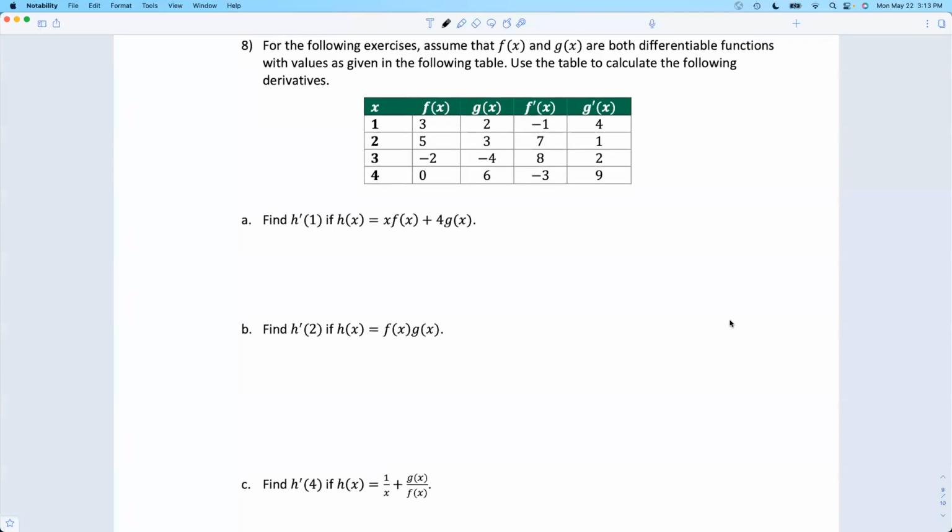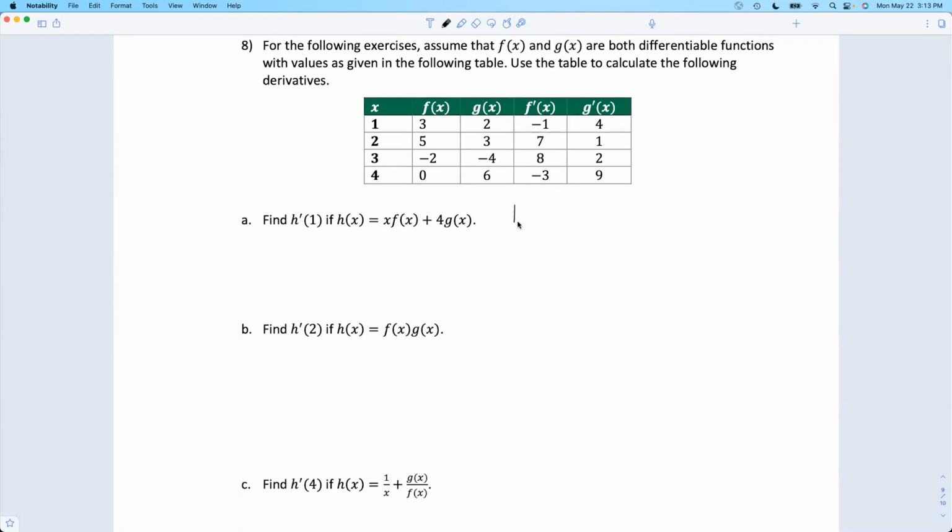Okay, let's just do a couple of these from this table. I guess we can do number one. So h prime at 1. Oh, look at that. I've got a product of functions. Both of those have x.